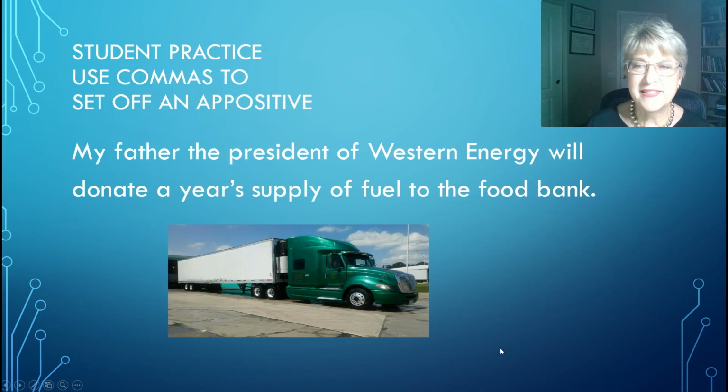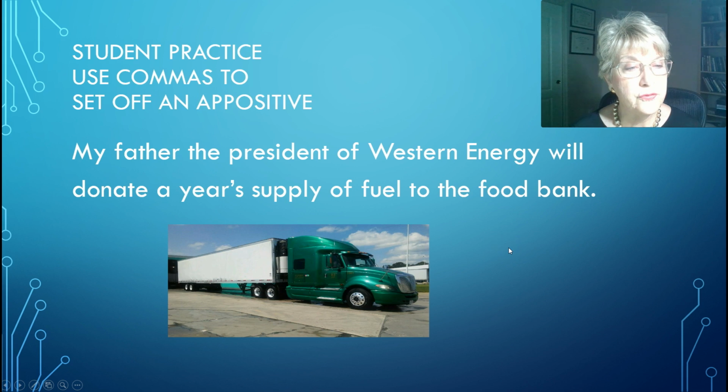Let's try a student practice. I'm going to read this, and while I'm reading it, I want you to figure out where those commas go to kind of enclose that appositive. My father, the president of Western Energy, will donate a year's supply of fuel to the food bank. Okay, so here's the first noun. Did you find the second noun? It's president. Okay, so this is the appositive. My father, comma, the president of Western Energy, comma, will donate a year's supply of fuel to the food bank.